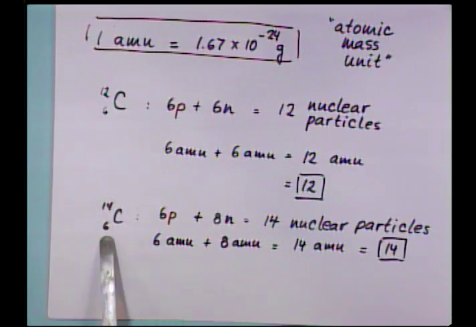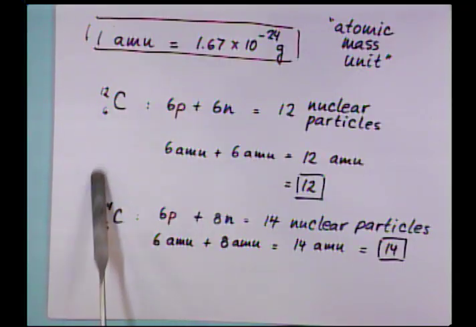This is what we call the nuclide representation, where we only show the atomic number and the mass number to illustrate isotopes, different isotopes.